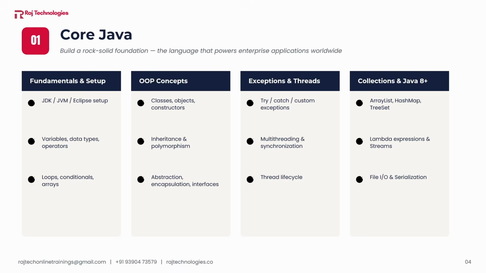We discuss about collections like array list, hash map, tree set, and we discuss Java 8 plus version features like lambda expressions, stream API. We even go with IO concept like file IO and serialization.